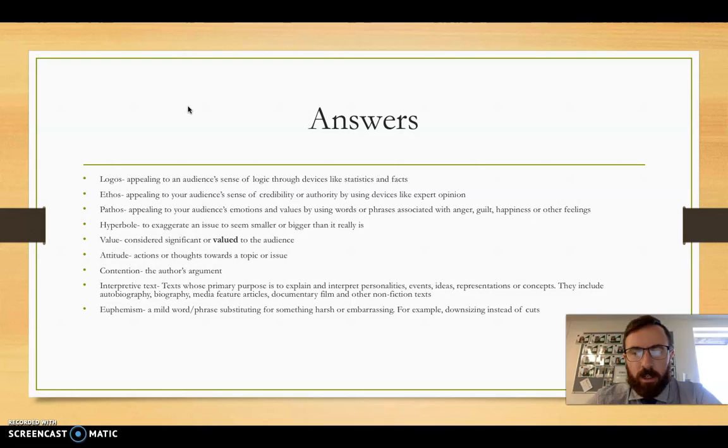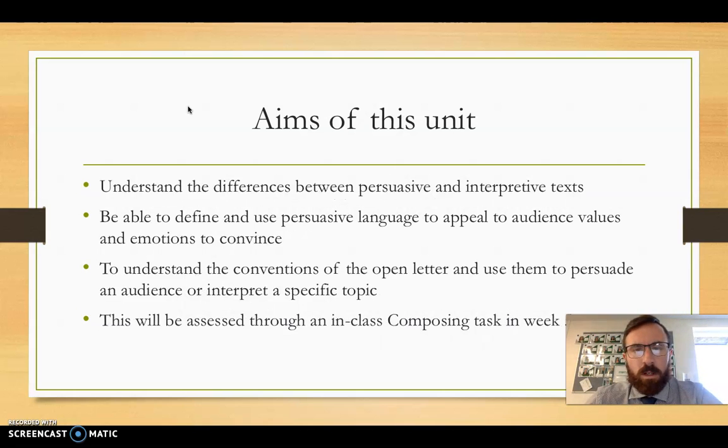The danger of writing an interpretive text is to make sure and ensure that you're not writing with the sole purpose to persuade, but more so just to explain and interpret an idea, event, person. It does incorporate persuasive techniques, however, like I said, it's persuasive light. And then the last two are euphemism and metonymy or metonyms. Just something I threw in there because I thought you might incorporate it somehow.